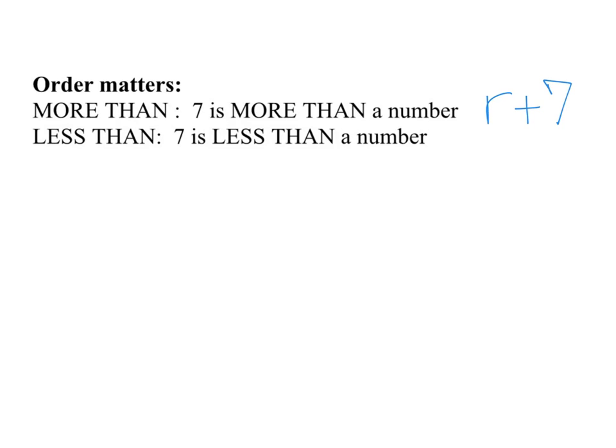So here's my example, r plus 7. 7 more than this r, 7 more than the number in front of it. And then less than, same process. Put the minus 7 at the end. 7 less than this number in front. So I'm taking 7 away from something.